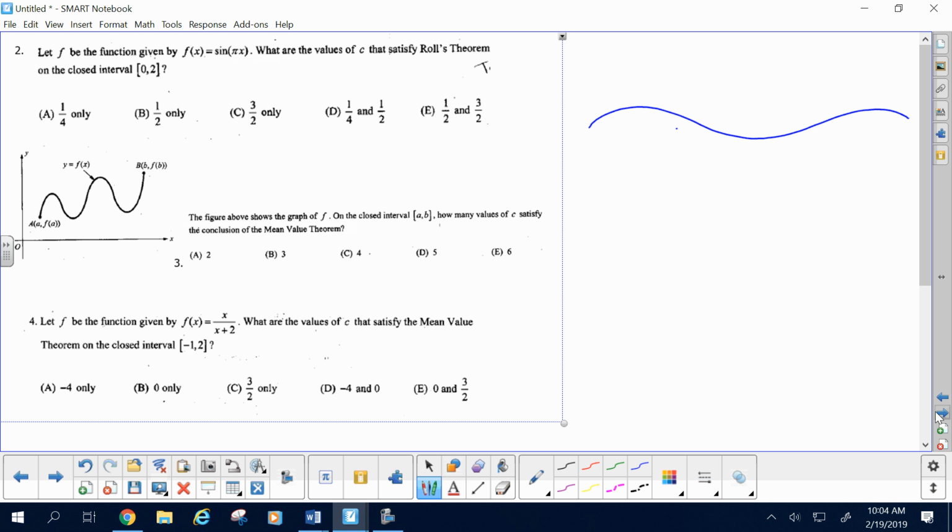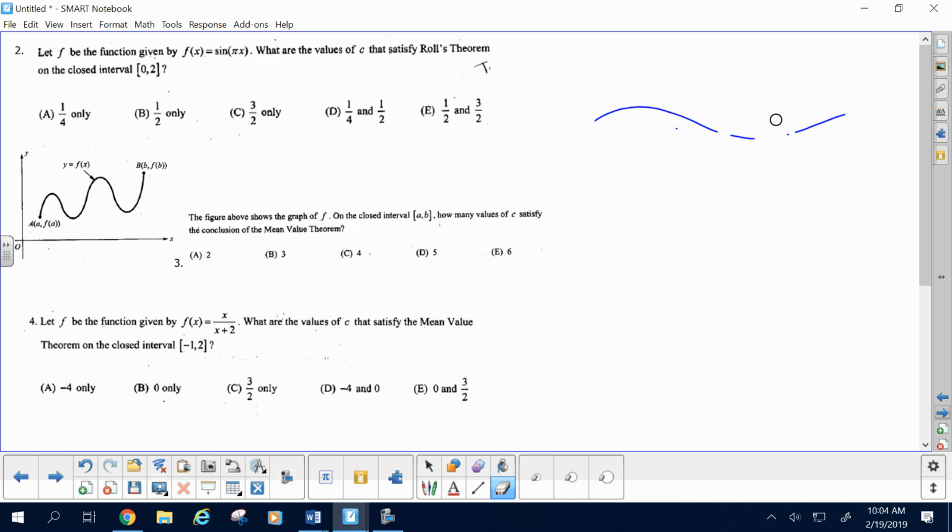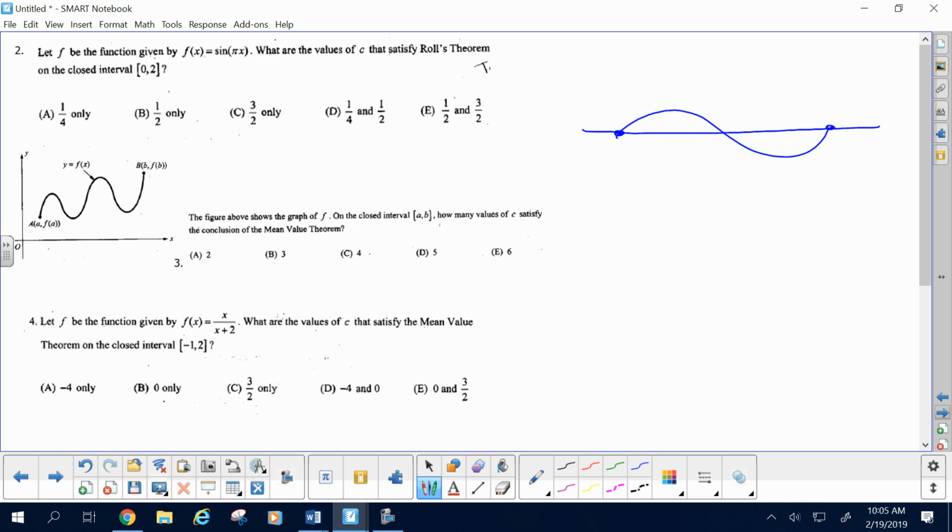The C that satisfies Rolle's theorem on 0 to 2. What is Rolle's theorem? More specifically, besides there being a place where the instantaneous rate of change equals the average rate of change, it's also the case that the endpoints are equal. And so, because the endpoints' y values are equal, there's got to be a place where the derivative is 0. I hope you are starting to get that into your head. Rolle's theorem is mean value theorem plus horizontal tangent kind of thing.